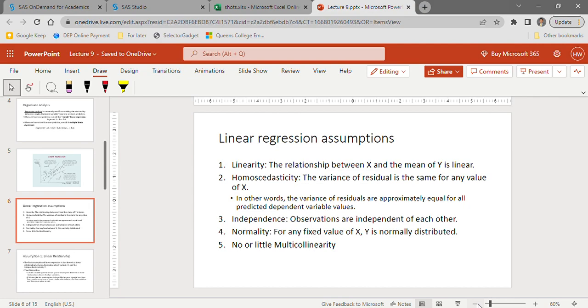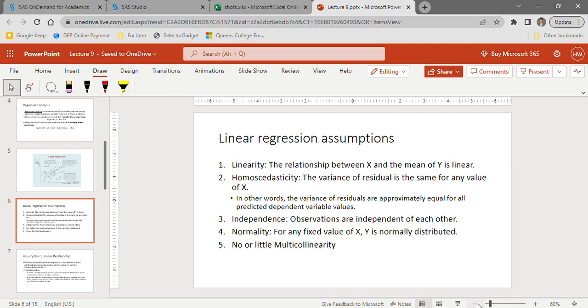The variance of the residuals is the same for any value of x. Another way to put it is that the variance of residuals are approximately equal for all predicted dependent variable values, right? Independence: the observations are independent from each other. You see that that's very similar. Normality: for any fixed value of x, y is normally distributed, right? So again, this sounds familiar from our t-test and ANOVA days, right?